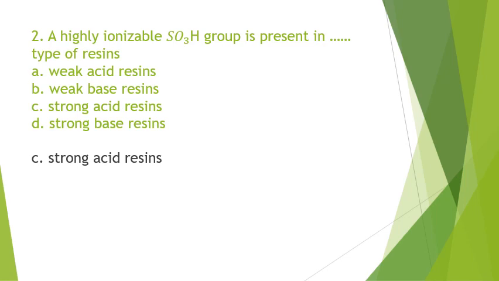Strong acid resins contain a highly ionizable group like SO3H, that is, sulfonic acid resins. The exchange capacity of a strong acid resin is high. The resin is effective over a wide range of pH, 1 to 14, in the acid as well as in the salt form.